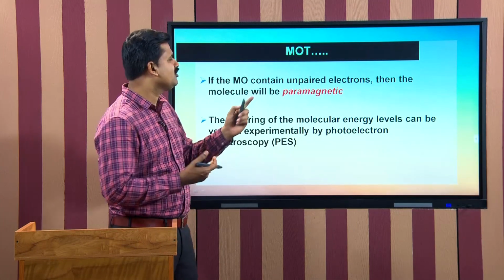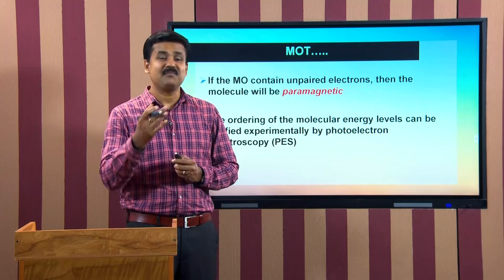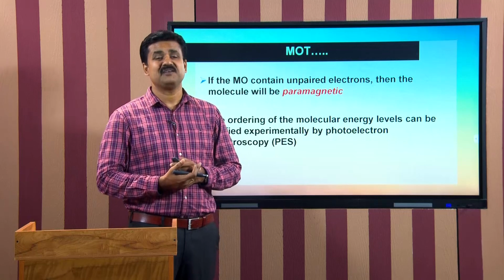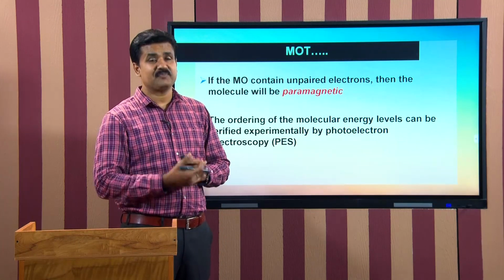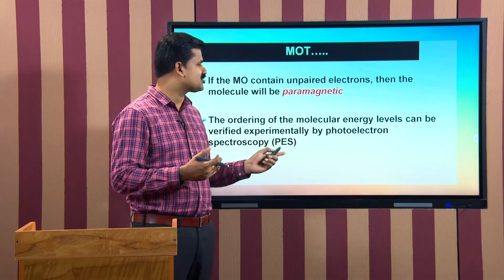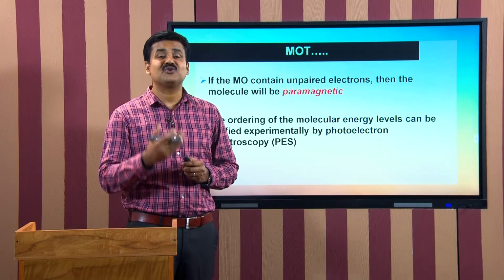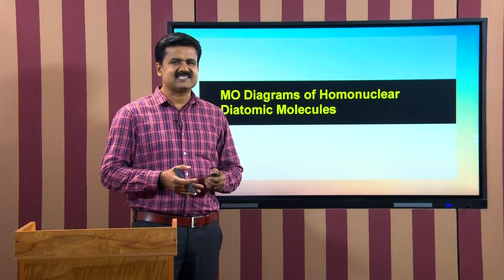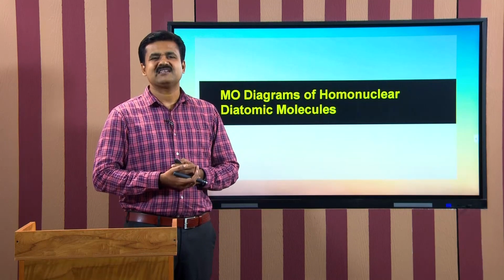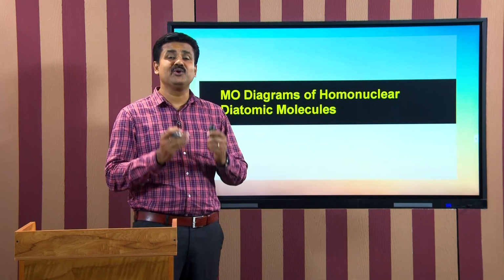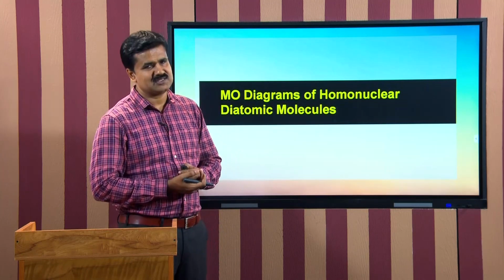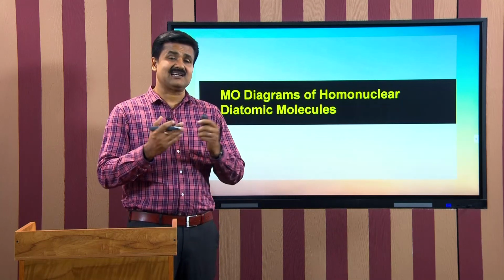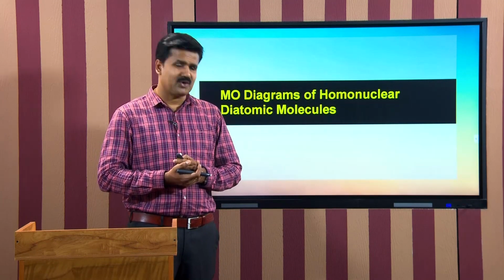The ordering of molecular energy levels can be verified experimentally also, and the technique used for this experimental verification is a spectroscopy technique known as photoelectron spectroscopy. Now, we are discussing molecular orbital diagrams of homonuclear diatomic molecules. This is the important part of the present discussion. What are homonuclear diatomic molecules?